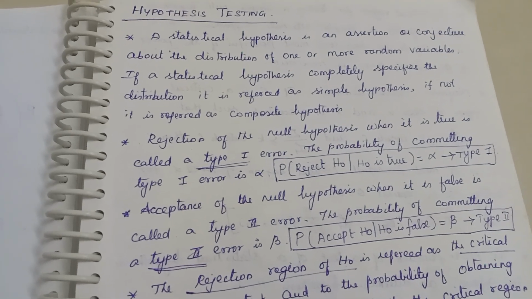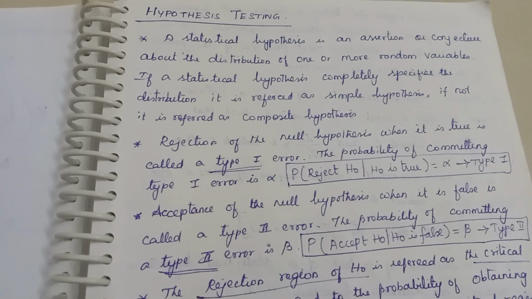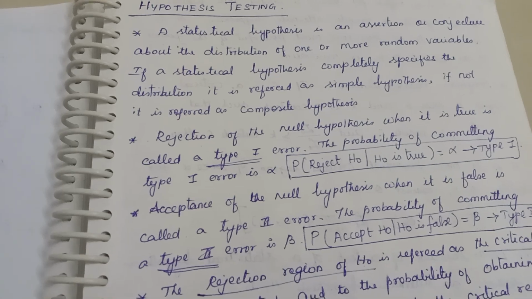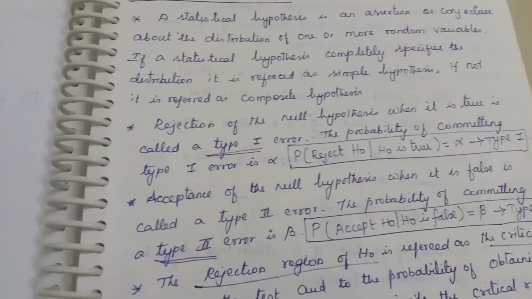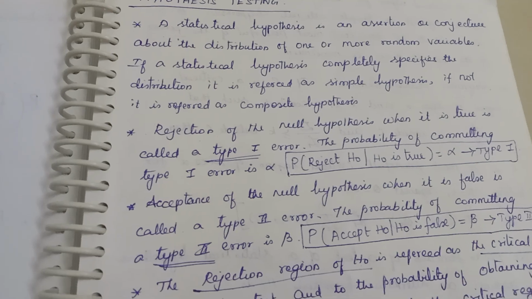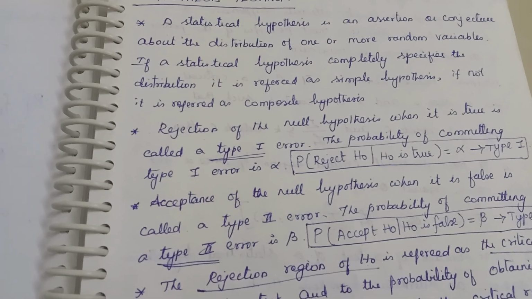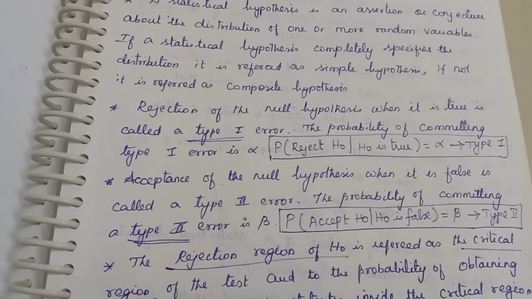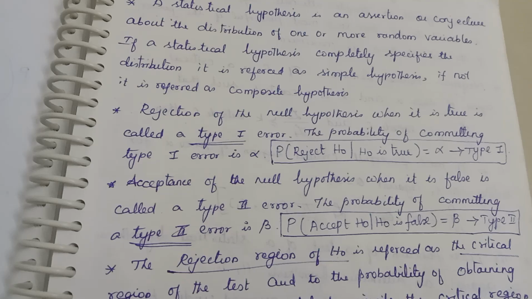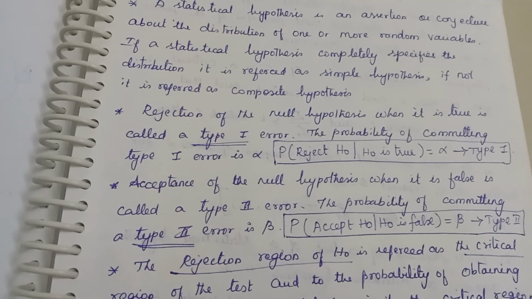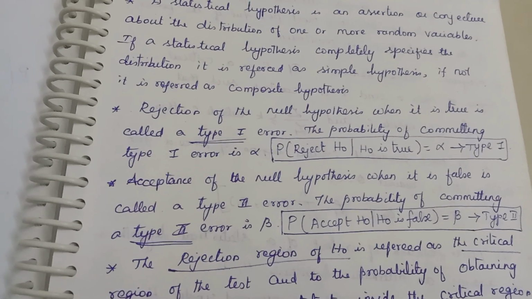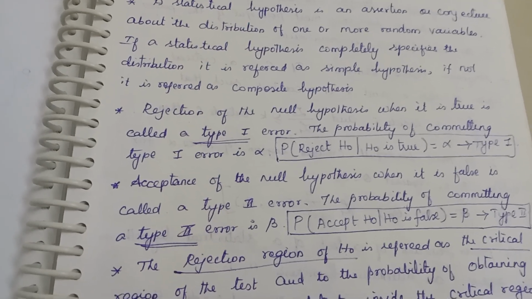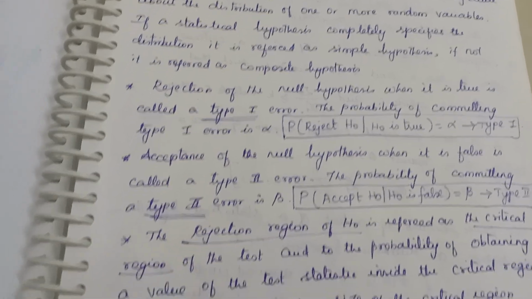Here we have two important hypotheses. One is the null hypothesis, another one is the alternate hypothesis. The null hypothesis is represented by H naught. H for hypothesis, null means 0. In H naught we usually assume there is no significant difference. Whatever may be the problem, we usually assume the null hypothesis as no significant difference. Accordingly, we assume our alternate hypothesis. Anything opposite to the null hypothesis is called the alternate hypothesis.